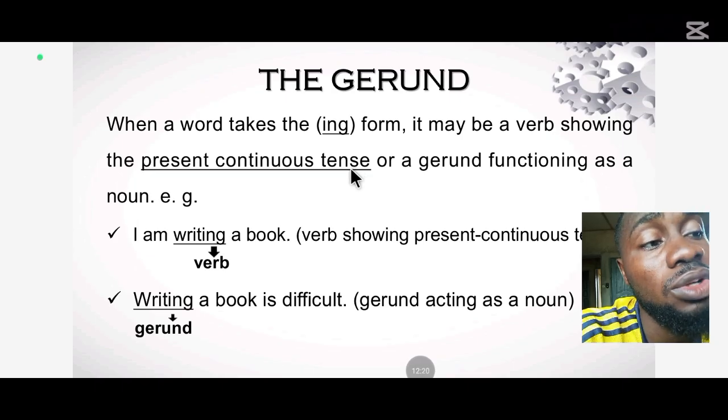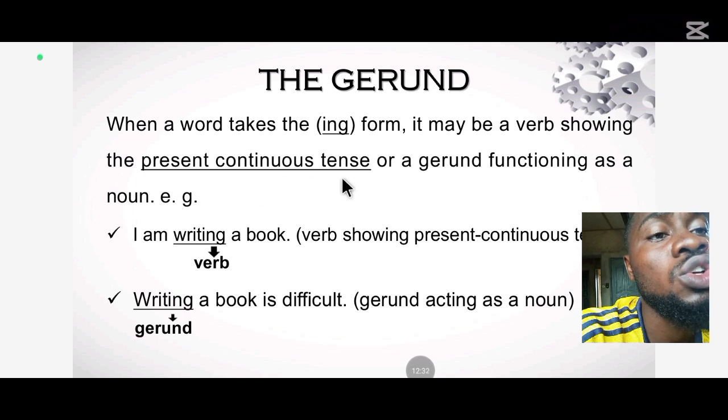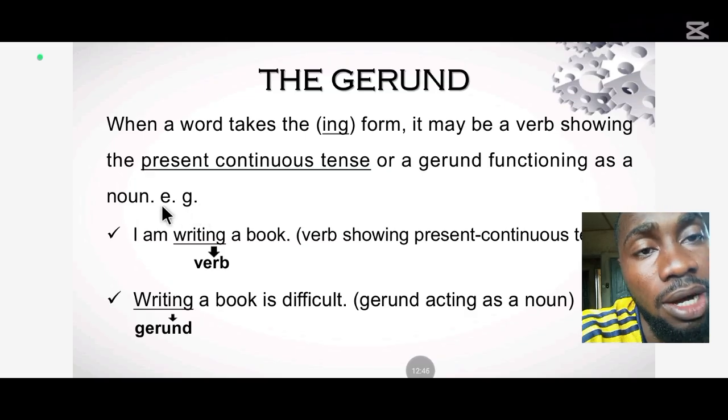If you have not taken my lecture on tenses, please do well to look for the video and take the lecture. They are showing present continuous tense or a gerund functioning as a noun. When you see any word that ends in ing, it's either showing a present continuous tense or a gerund functioning as a noun. For example, I am writing a book. What is the verb? Writing. And this is a present continuous.